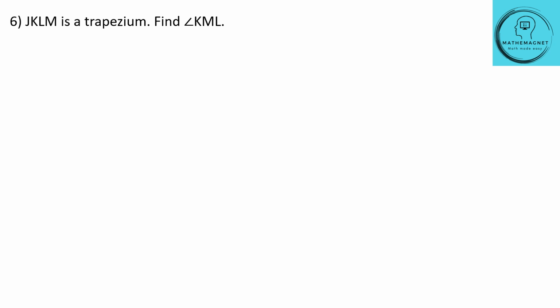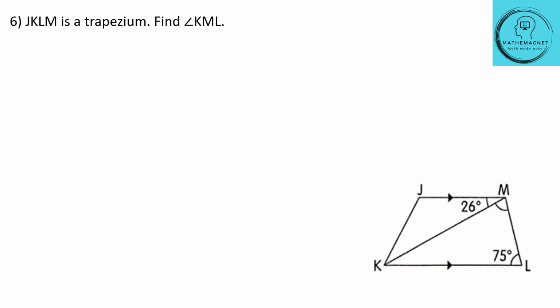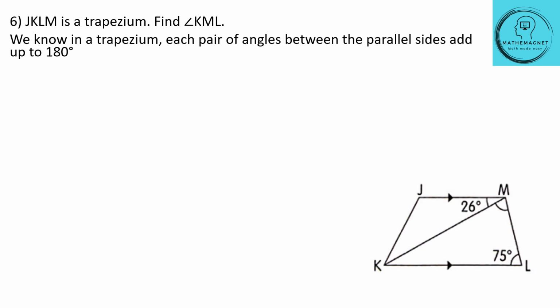Question number 6. JKLM is a trapezium. Find angle KML. Now this is a trapezium that they have given. Now let us see how to solve. In a trapezium, we know each pair of angles between the parallel sides will add up to 180 degrees. Now JM and KL are parallel sides. So angle at M plus angle at L will be equal to 180 degrees. So we can write KLM plus LMJ will be equal to 180 degrees.